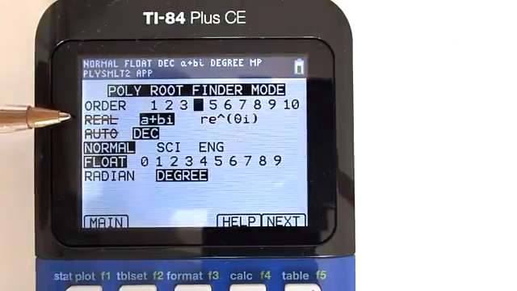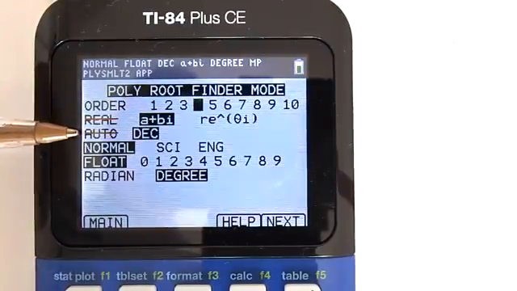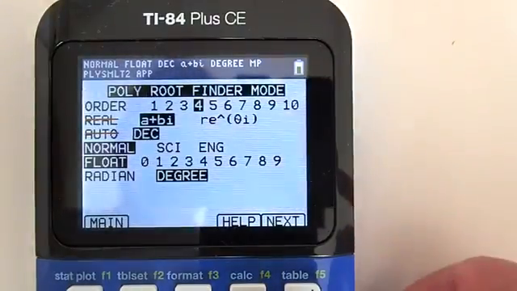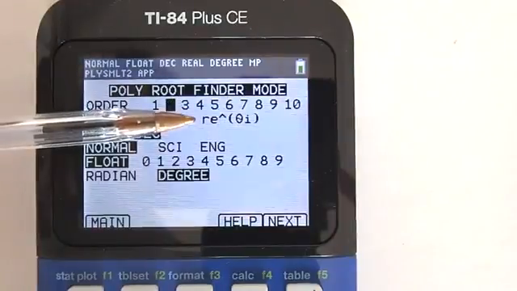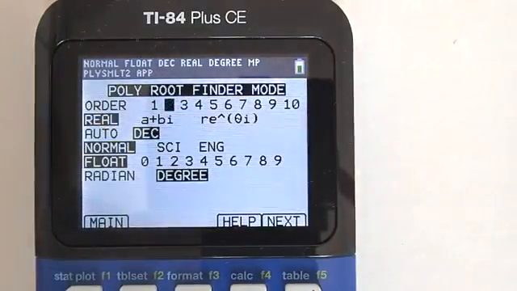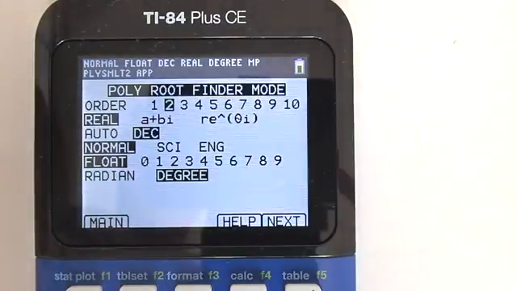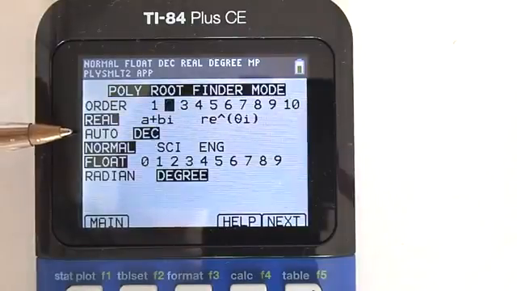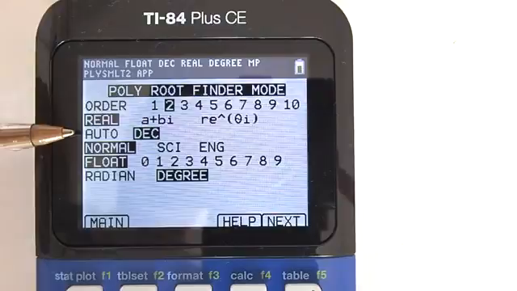See how real is redlined out and the complex number is highlighted? I'll change this order back to 2 and go back down to the real line. To the right of the complex number symbol is re caret theta i. This is the exponential form of complex numbers. The next line down is auto and decimal, DEC. The auto mode should determine whether to give the answer in a fraction or decimal. The DEC will give the answer in a decimal format.